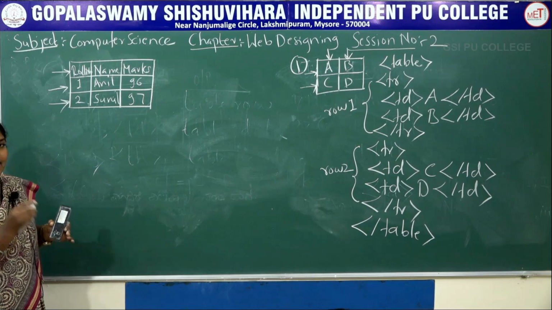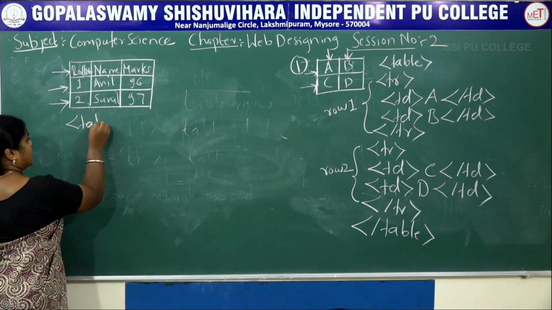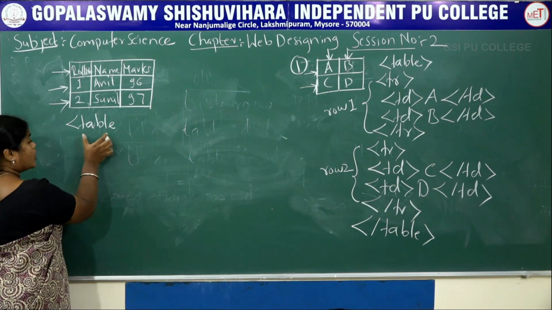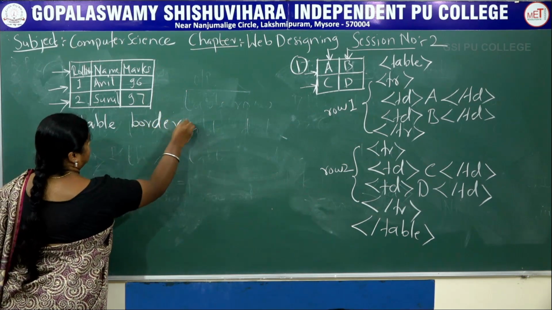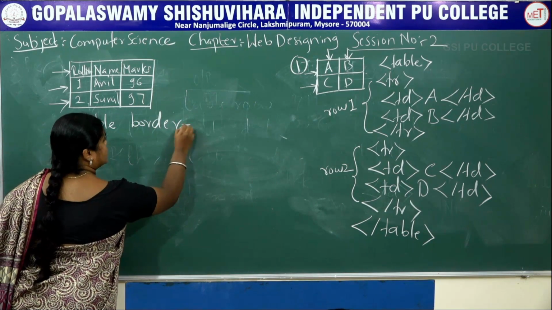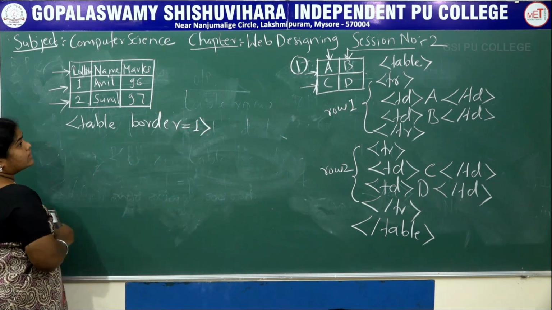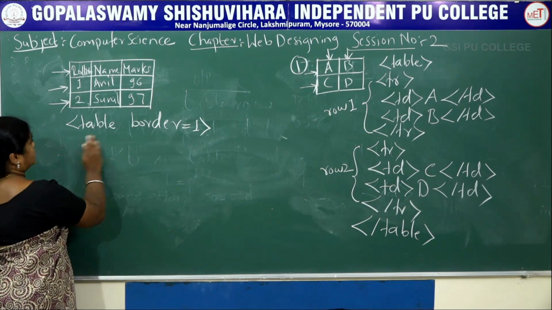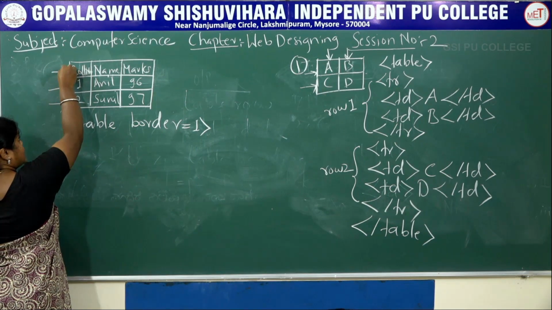So let's see how to write the code for this particular table. Table tag as usual. Along with the table tag, we have to include another attribute, that is border is equal to 1. There also you can include the border attribute, that is border is equal to 1. After this, let's start with the first row.